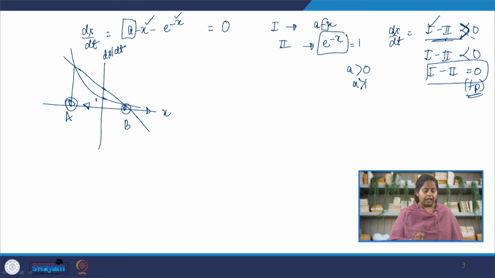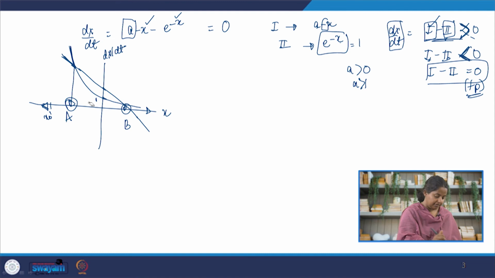Now, notice on the left side of fixed point A, so if our starting value is somewhere here, the line is below the curve. Function 1 is below the curve, which means function 1 minus function 2 will be less than 0, which means dx by dt will be less than 0, which means x is going to reduce. So, we are talking about the flow moving towards minus infinity. I should remove this sign here, not to confuse it with the flow.